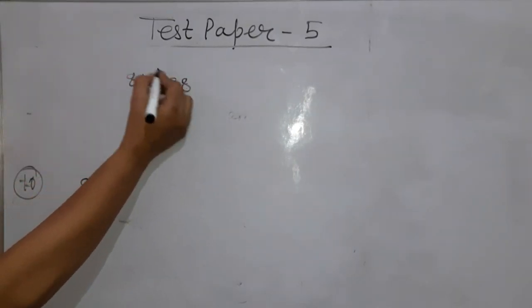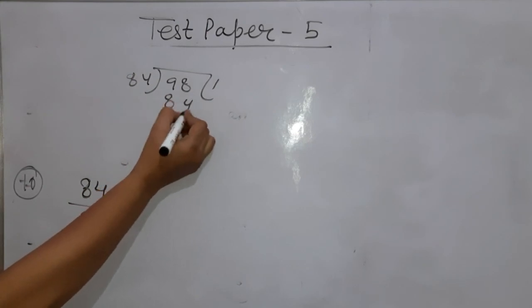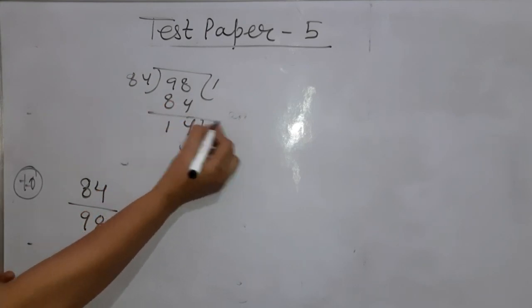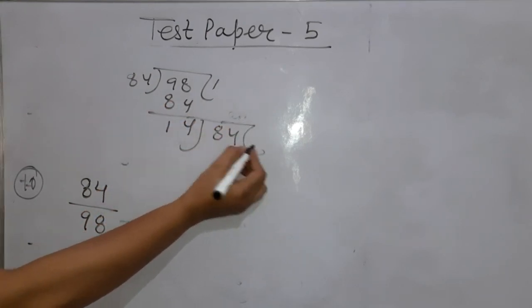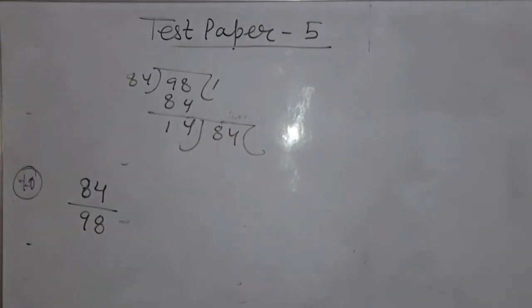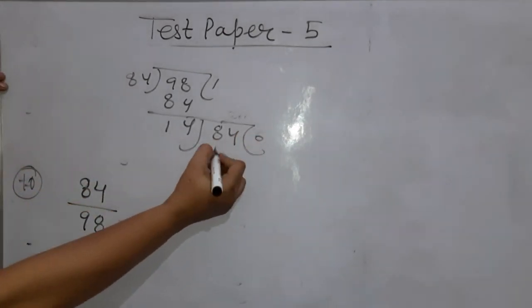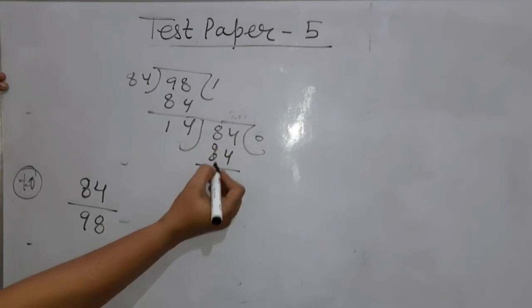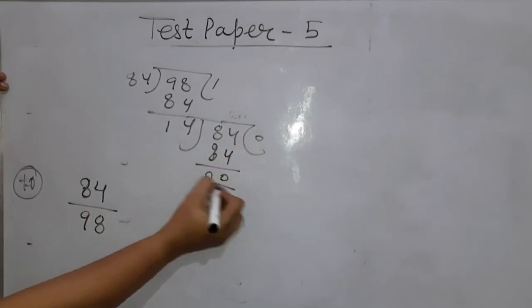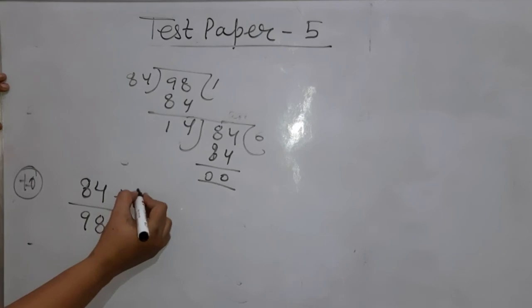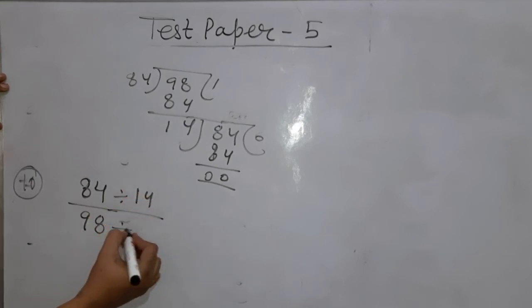84, 98. 84 ones are 84. 14 is remaining. Now again 84. In the table of 14, what comes to 84 or less? 14 6s are 84. 84 comes in the table of 14. 14 6s are 84. So 14 is the HCF of 84 and 98.